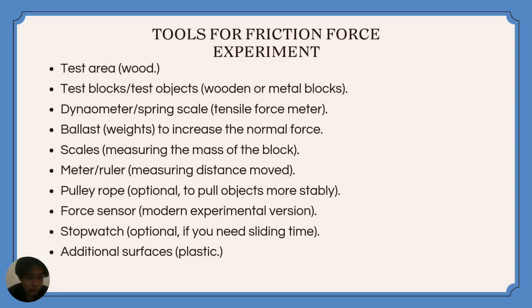7. Meter or ruler for measuring distance moved. 8. Pull rope, optional, to pull the object more stably. 9. Force sensor, the modern experiment version. 10. Stopwatch, optional, if you need sliding time. 11. Additional surface, plastic. And that's the tools for the friction force experiment. Next slide.